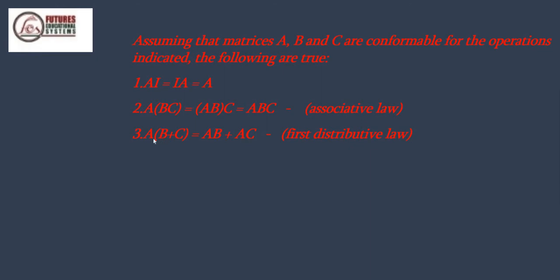Distribution of multiplication over addition: A times matrix B plus A times matrix C equals A times matrix B plus C. The distributive property is satisfied in matrix multiplication. If we have matrix A plus B multiplied by C, we get the same result if we distribute from the right: AC plus BC.